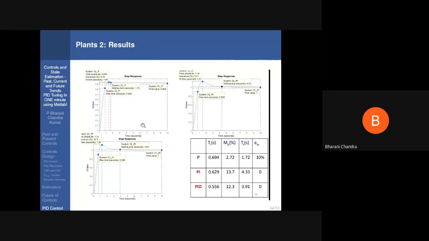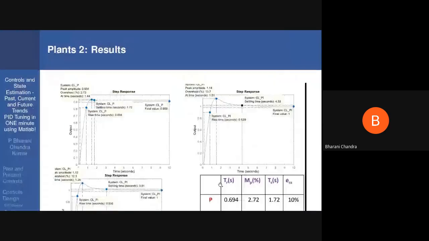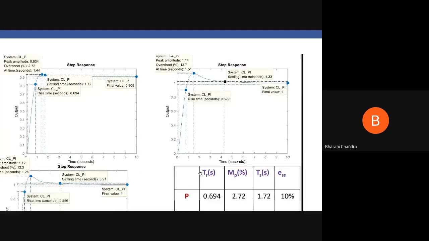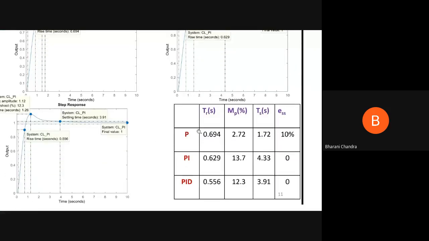So these are the different plots. I will not go much into these plots. However, I am much interested in the summary. As far as the summary is concerned, if I use only the proportional controller, you can see that rise time is good, peak overshoot is good, settling time is also good, but the steady state error is not. If your aim is to reduce the steady state error to 0, then this is not a viable solution.